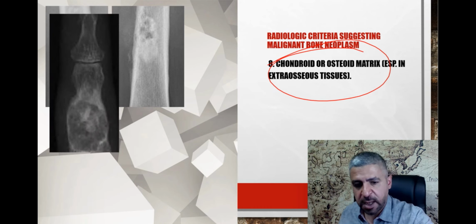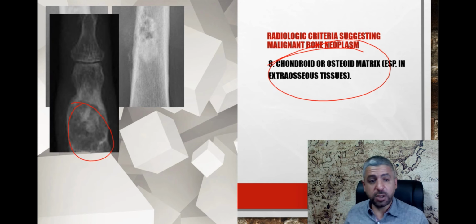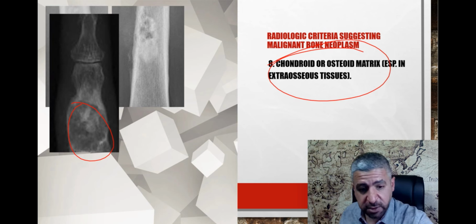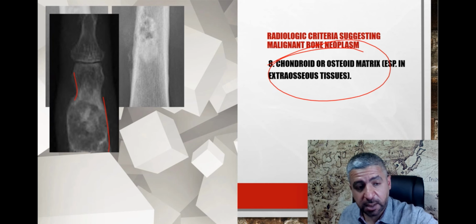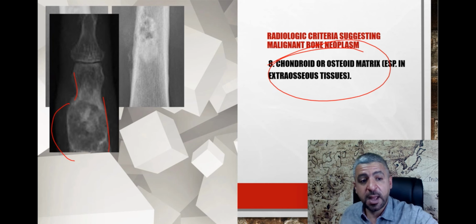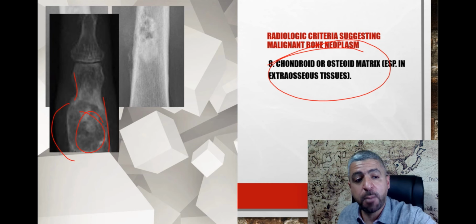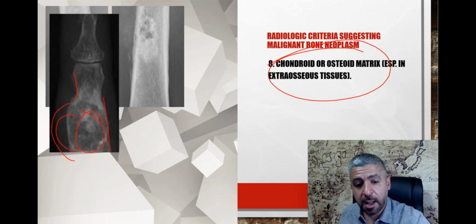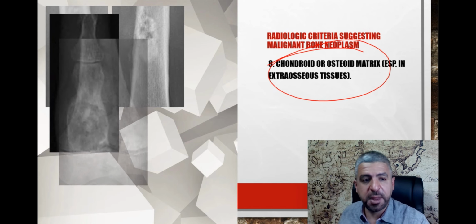Is this a chondroid matrix or an osteoid matrix? Of course, this is a chondroid matrix. However, is this a malignant lesion? No, it's a benign lesion. It's an enchondroma. And why is that? First of all, there is no cortical destruction, no periosteal reaction, no soft tissue mass, and the calcification is within the bone, not in an extraosseous location. Okay, so keep in mind all the points together.